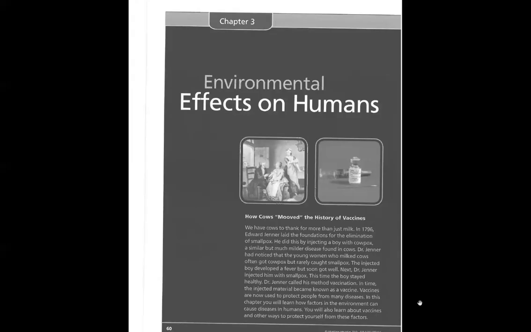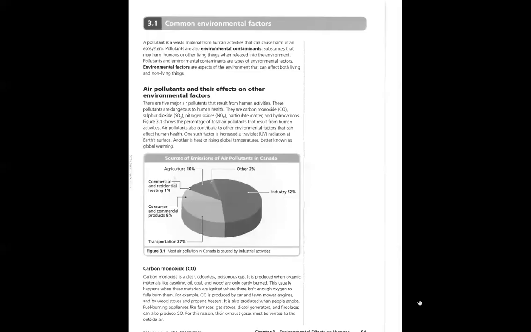Okay, we are on Unit 2, continuing with common environmental factors, Lesson 8, 3.1 in the textbook, Lesson 8. And we're looking at air pollution, the effects on other environmental factors.